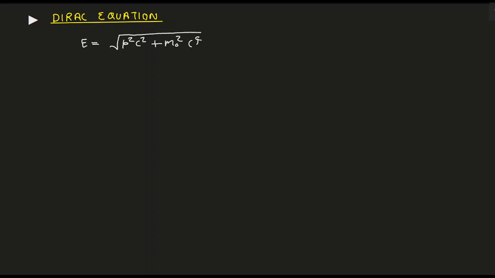Obviously, you know that m naught is the rest mass, and c is the speed of light. p is the momentum. So what Dirac tried to do is he tried to linearize this equation. This square root is not looking so good here.